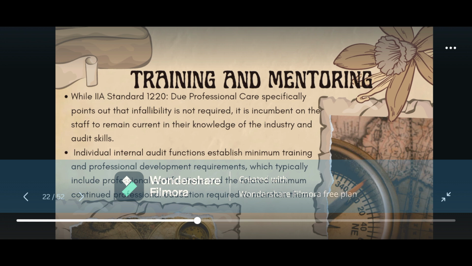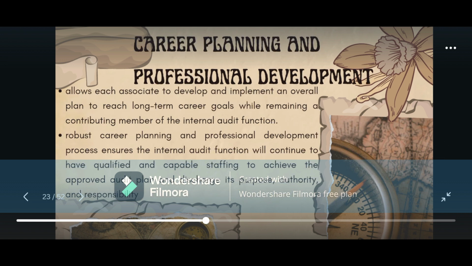So, individual internal audit functions establish minimum training and professional development requirements, which typically include professional certifications. So career planning and professional development. This allows each associate to develop and implement an overall plan to reach long-term career goals while remaining a contributing member of the internal audit function.